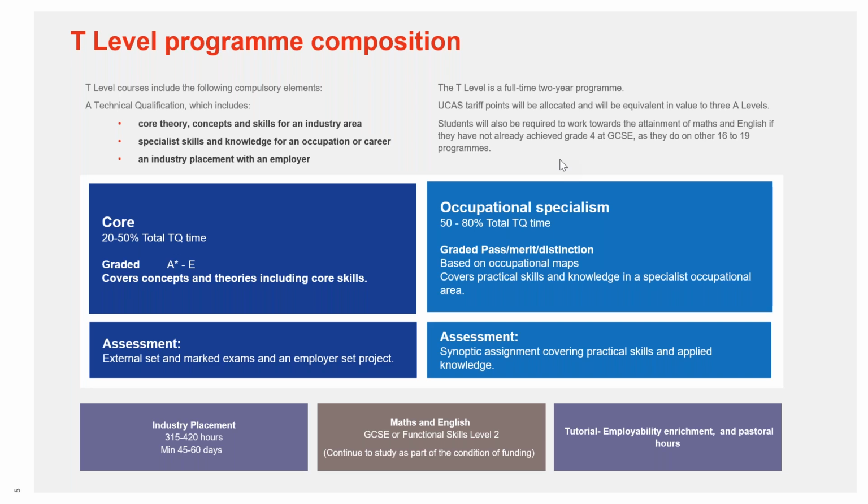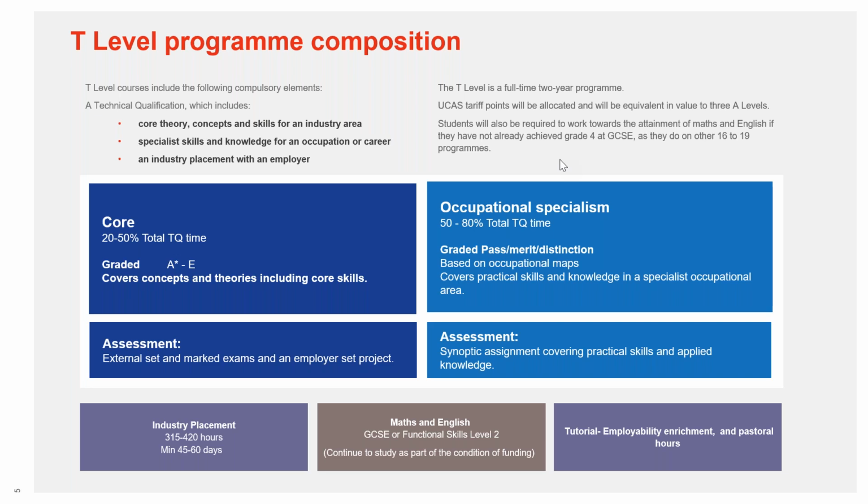For the occupational specialism, that will take between 50 and 80% of the TQ time. That's going to be graded pass, merit or distinction. It's based on the occupational maps as they stand and/or standards. It covers practical skills and knowledge in that particular occupational area.